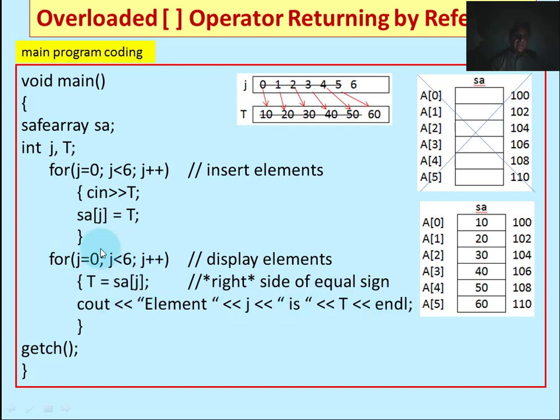And then the next j is 1 and s of 1. 1 will be passed to this subscript operator. The subscript operator returns the address of the 1 location, that is 102. 102 will be assigned to t, which cannot be assigned. So 20 will be assigned. 20 will be assigned to t, and then the value of t, that is 20, will be displayed through this function. All values of the array will be accessed in this function.